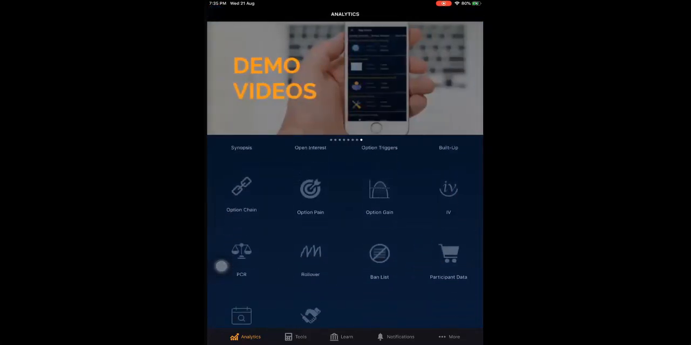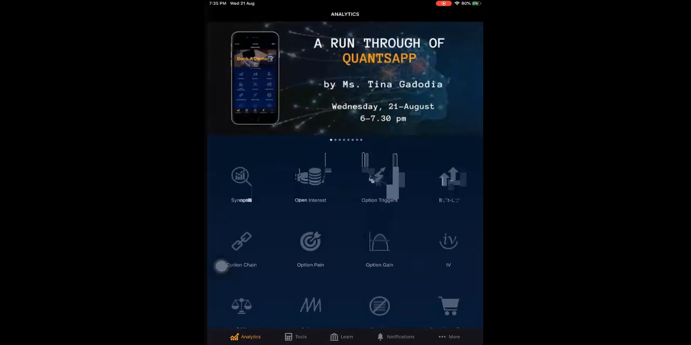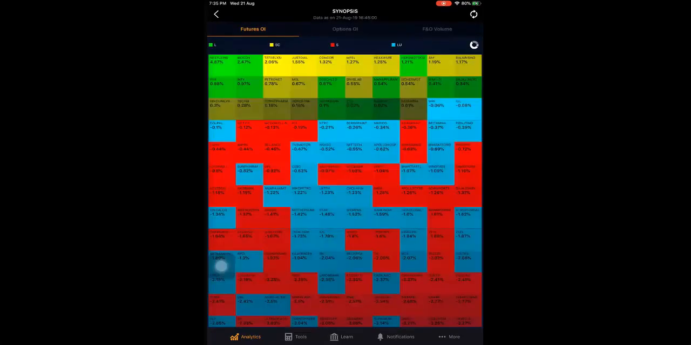Now we come to a very important tool where we have done a few additions recently. So the synopsis. Currently in synopsis, from the iOS perspective, you will see only the futures OI. But from the Android perspective, you will have two more tools called options OI and FNO volume. Basically, in iOS we should have this tool in our next release, which is due by this weekend. So max next 3-4 days you should be having this tool with you.